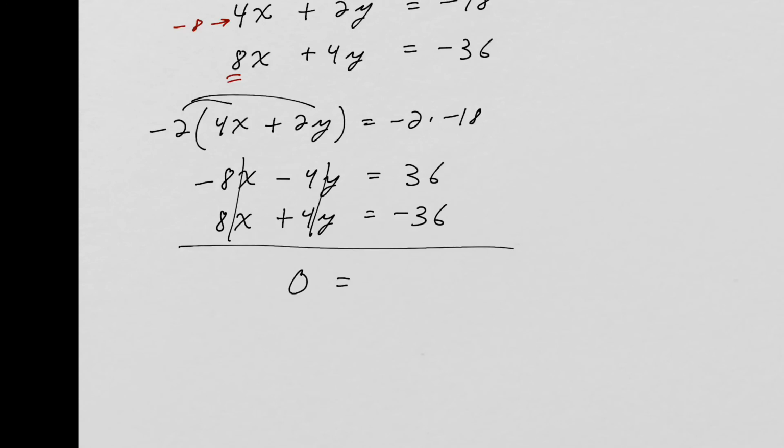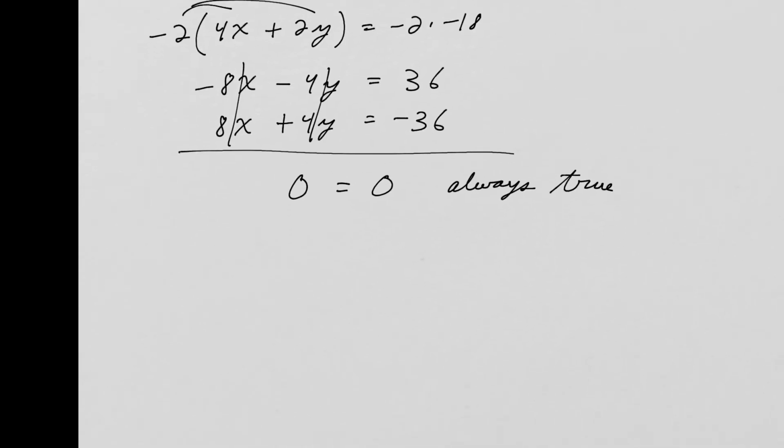So I have 0 equals, in this case, it happens on the right-hand side, I also get 0, right? 36 plus a negative 36, or 36 minus 36, is also 0. This is always true. Right? If I had gotten something like 0 equals 6, that would be always false. But if I got 0 equals 0, that's always true. And remember what that means. It means that those two lines are actually the same, right? So in terms of solutions, it means there's an infinite number of solutions.